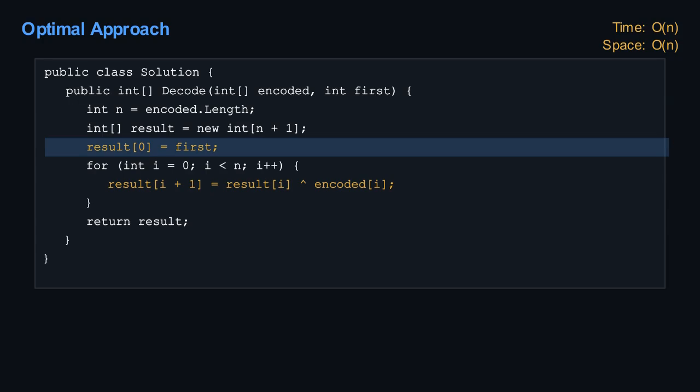Knowing this, we can pre-allocate our result array to the correct size, encoded length plus 1. We set the first element of our result to the given first value. Then, we iterate from the first element of the encoded array. In each step, we calculate the next original element by XORing the current original element with the current encoded element. We store this directly into our pre-allocated result array. This avoids the dynamic resizing of a list, ensuring efficient memory usage from the start.